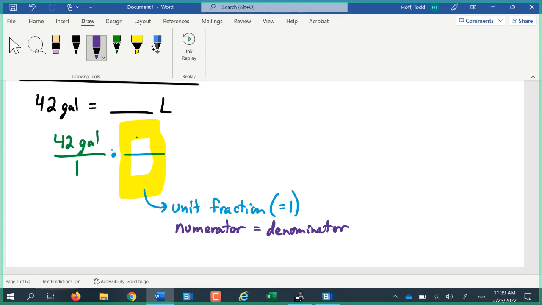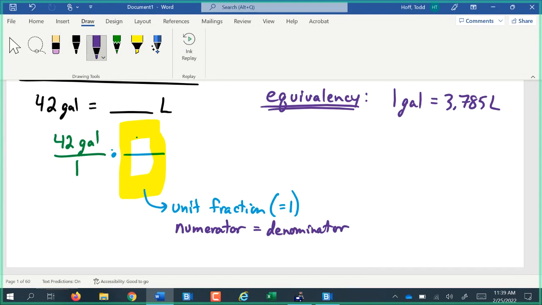So up here, I have an equivalency. Any equivalency can be used to create a unity fraction. The equivalency we're going to use here is the relationship between gallons and liters. 1 gallon is 3.785 liters. Depending on what textbook you look at, in fact, in this textbook, it depends on what page you look at, 1 gallon is either 3.785 liters or 3.79 liters.